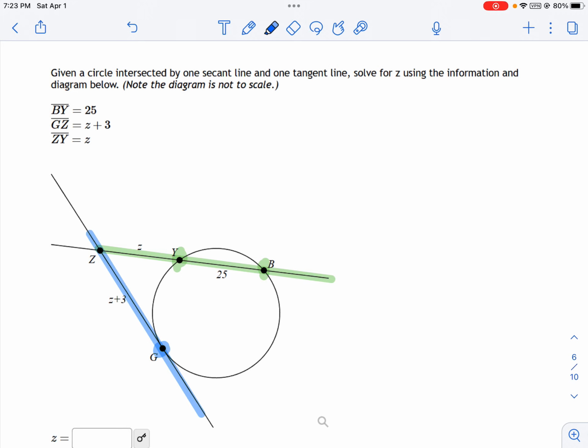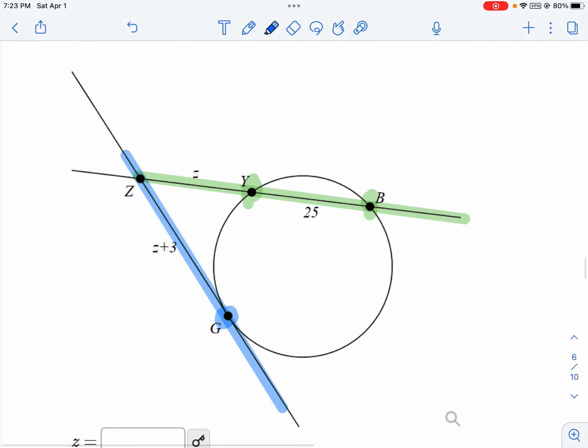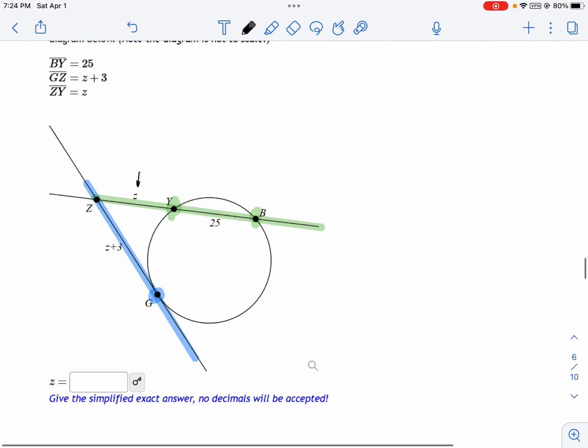Okay, we're given a couple pieces of information. First off, we're given that the distance right here from Z to Y is actually a length of little z, lowercase z, and the length from Y to B is 25, and the length from capital Z to G is little z plus 3. Okay? So, first thing we gotta know is what's the relationship. How can we set up an equation with this thing? Because that's always our first goal with geometry.